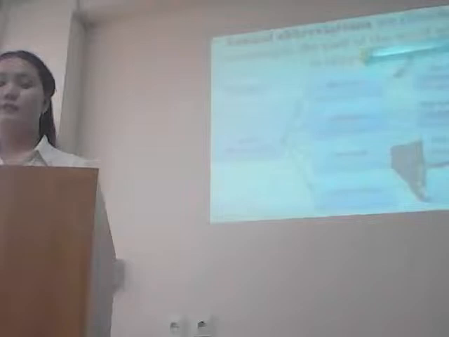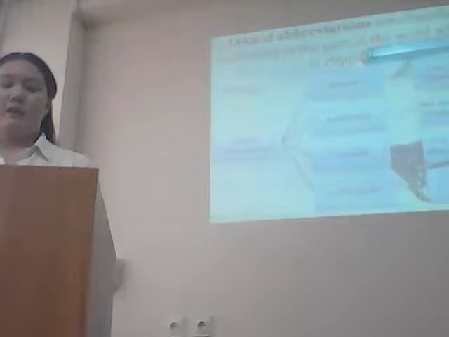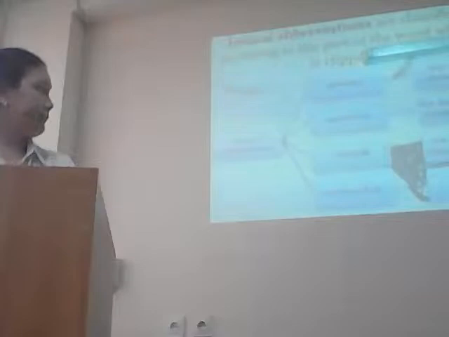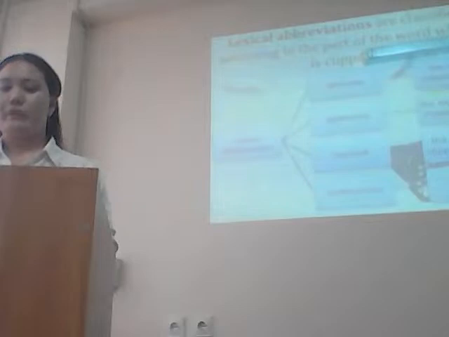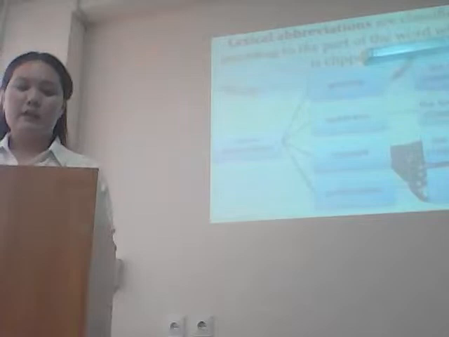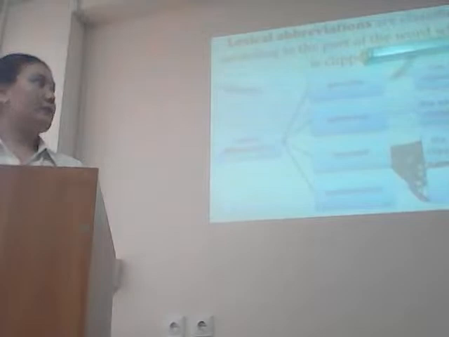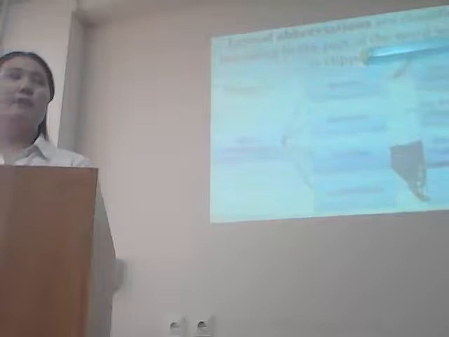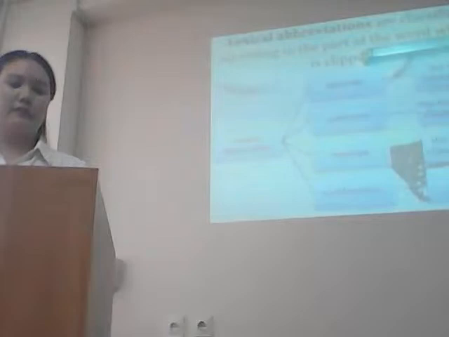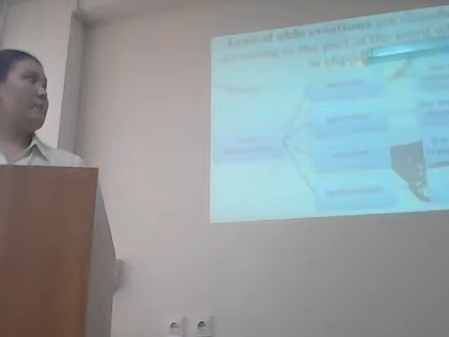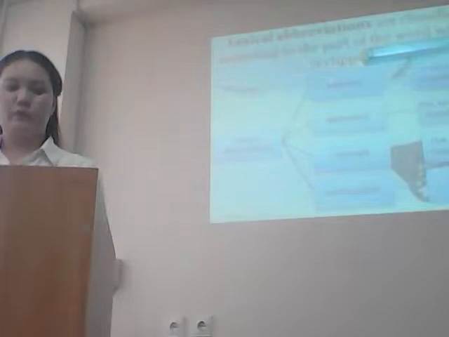Lexical abbreviations are classified according to the part of the word which is clipped. Lexical abbreviations have four types. First is apocope. Apocope is a type of abbreviation when the end of the word is clipped, because the beginning of the word in many cases is the root and expresses the lexical meaning of the word. For example, disco. The full form is discotheque.